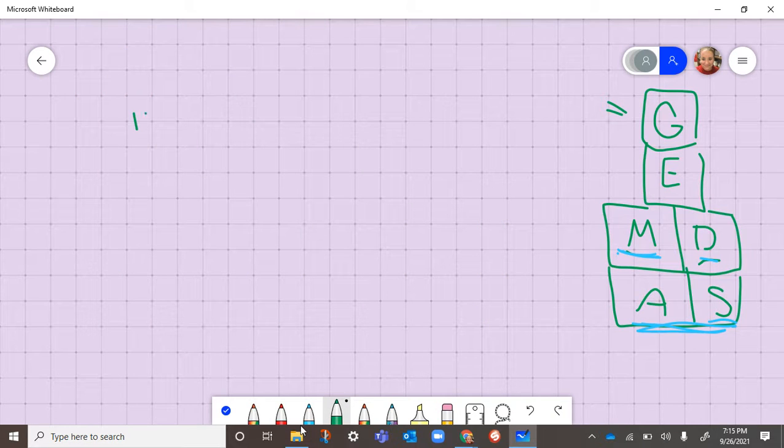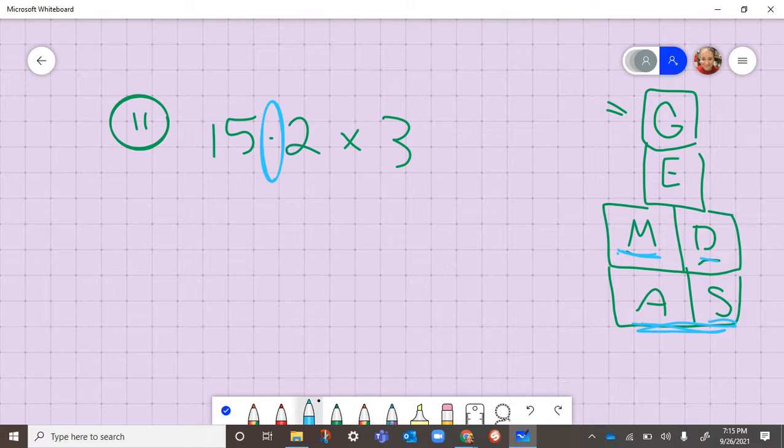Last couple here, number 11. 15 minus 2 times 3. Here I'm going to look. I've got subtraction and multiplication. Multiplication comes before subtraction. So I'm going to multiply the 2 times 3, which is 6. And 15 minus 6 is 9.